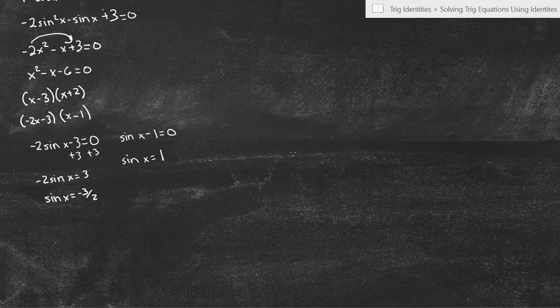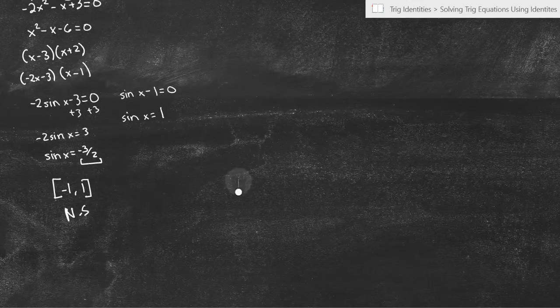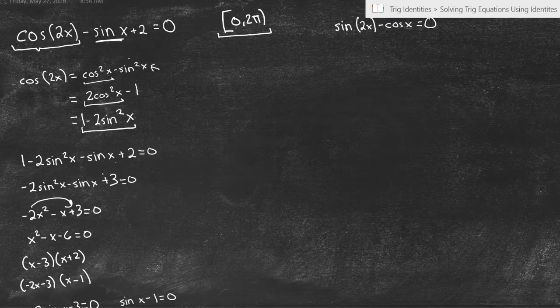Immediately I notice here, negative 3 over 2, well that's not even in the range of sine, because as we know, range of sine is from negative 1 to 1. Anything out of that range, it can never equal that, so this offers no solution. And then this factor, we're on the interval from 0 to 2 pi, so when does sine equal 1? Well, it's going to be at pi over 2. So the answer to this problem is x equals pi over 2.